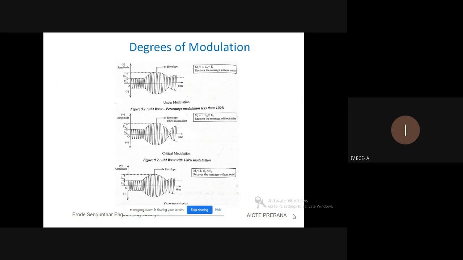These are the three different waveforms for different modulation index values. The first one represents the under modulated waveform. Here, the modulation index value is less than 1. And the second waveform is the critical modulation waveform. Modulation index value is equal to 1. And the third waveform is the over modulated waveform, where the modulation index is greater than 1.